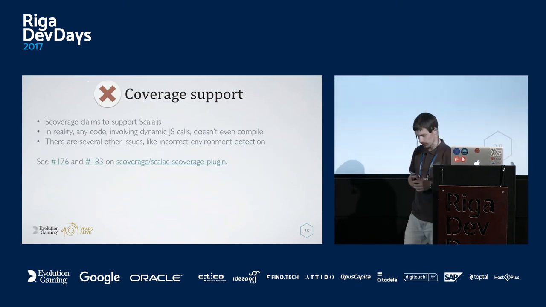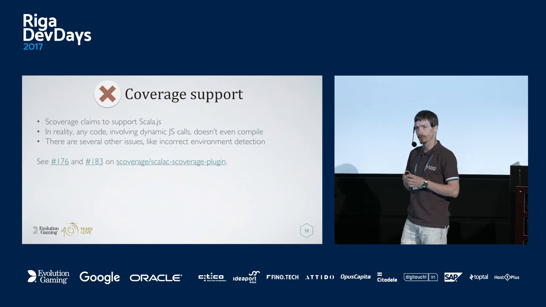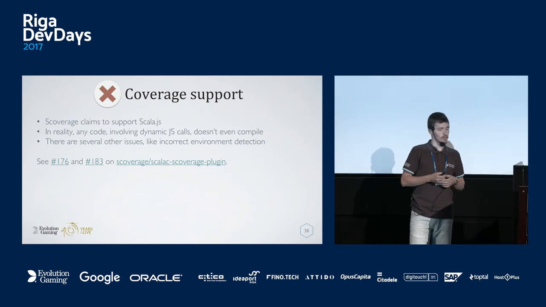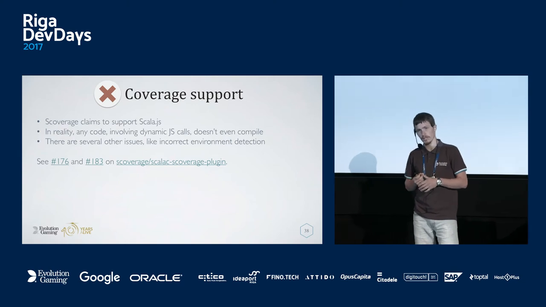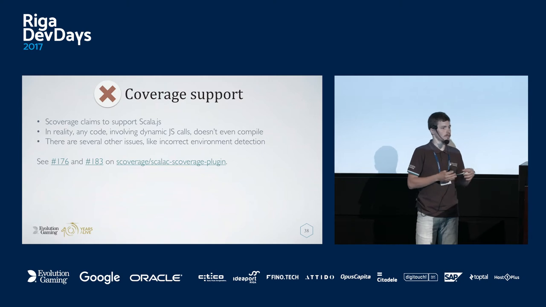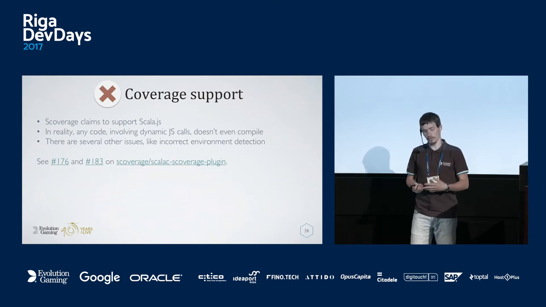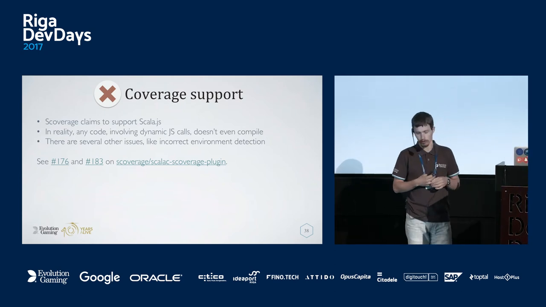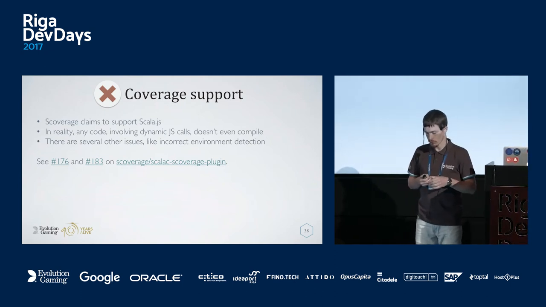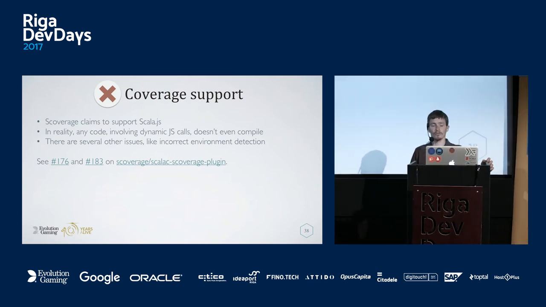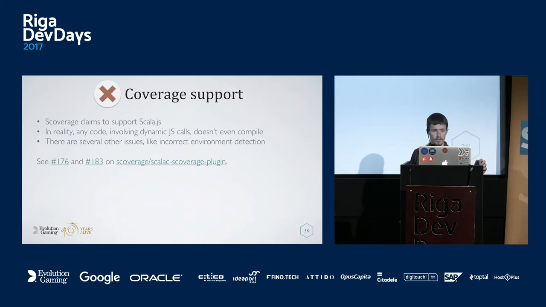Coverage is a very useful tool, and for ScalaJS there is still lots of work to be done. Coverage claims to support ScalaJS, and it does for purely ScalaJS projects. But if you have some dynamic calls that interact with JavaScript, you're in trouble because the code won't compile. There are several issues on GitHub. I referenced them here, so there is still a long road to support this in full strength.